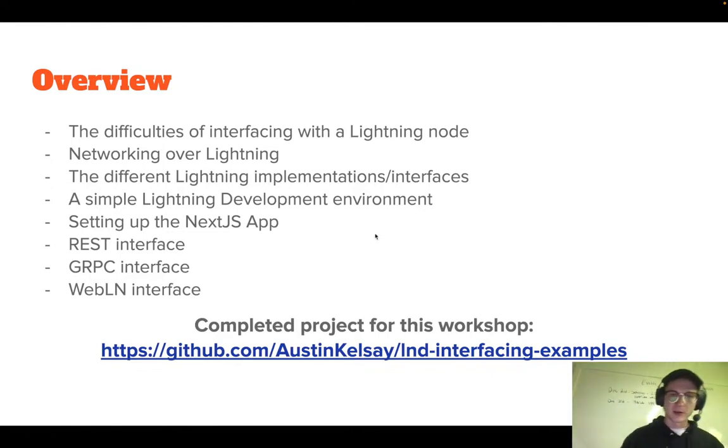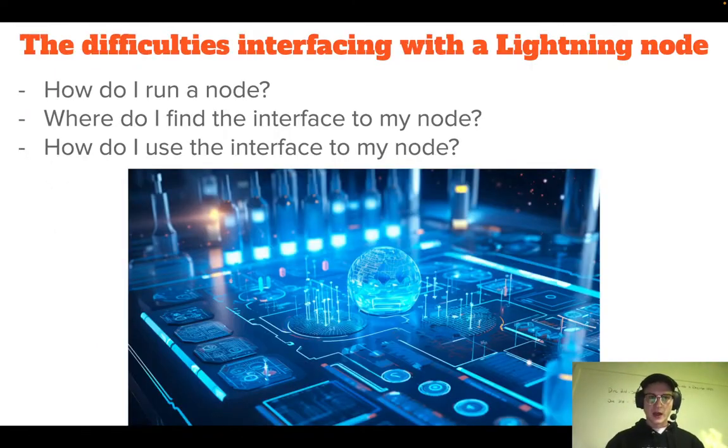Let me just turn this down a little bit. Okay, so let's get into it. The difficulties interfacing with a Lightning node. If I boil this down to the 3 things, I try to remember what I was feeling just a few years back when I was first trying to build Lightning apps. And so I think it boils down to these 3 things. How do I run a node? Where do I find the interface to my node? How do I even get there? And then once I get there, how do I use it?